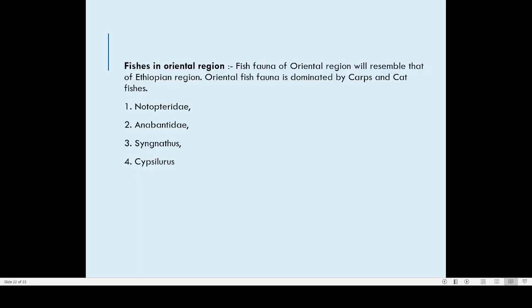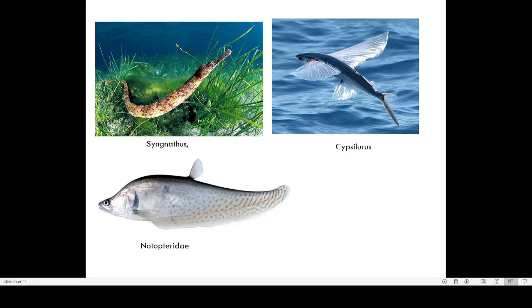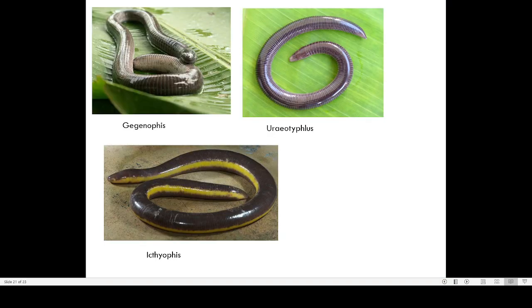Then about the fishes, there are 4 unique families: Notopteridae, Anabantidae, Syngnathus, and Cypselurus. These are the main families. The first one is the stick insect-like fish. Then Cypselurus is known as a flying fish. Notopteridae, this is the shape of the Notopteridae. So this is an idea regarding different types of fish.